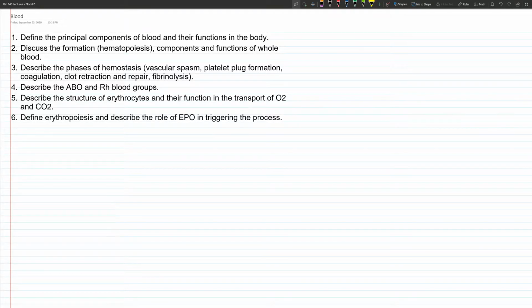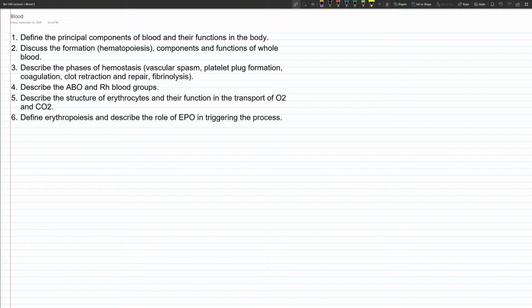Okay, blood. What we're going to be doing in this series of blood lectures, I think there are going to be 3 of them, 3 or 4 at most, is we're going to talk about the components of blood, basically red blood cells, white blood cells, and platelets, and their function, how they're formed, how you make a clot.